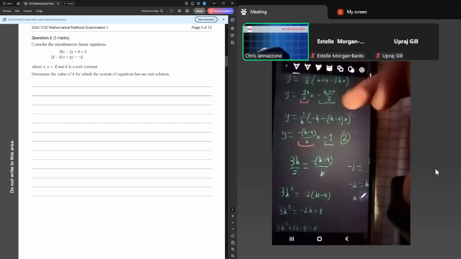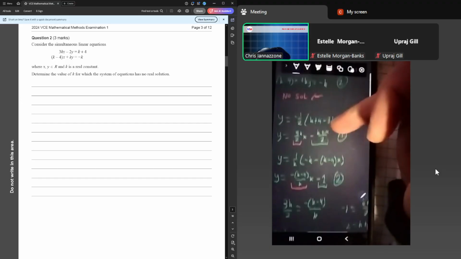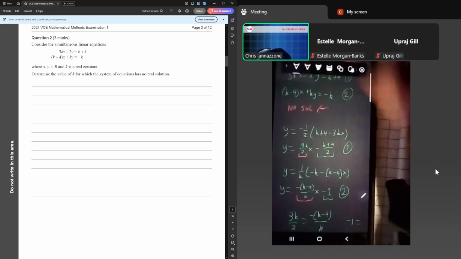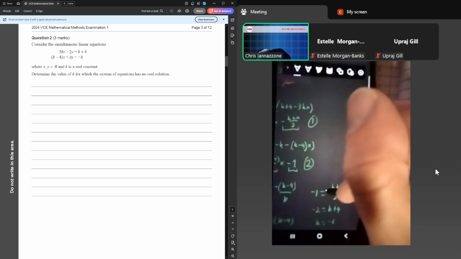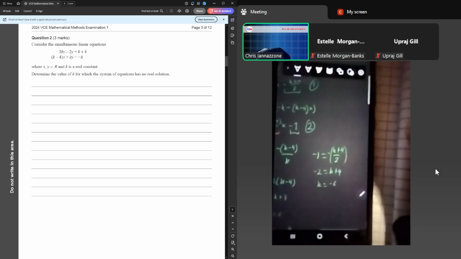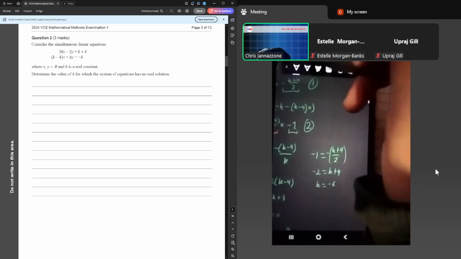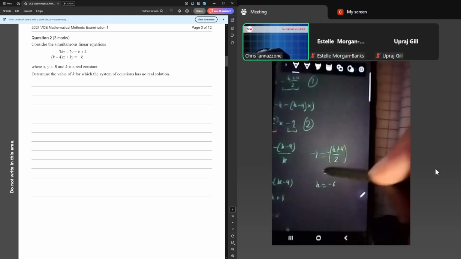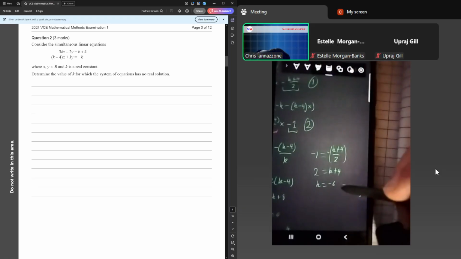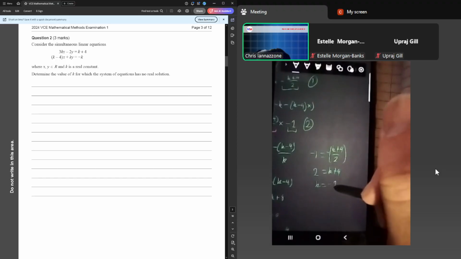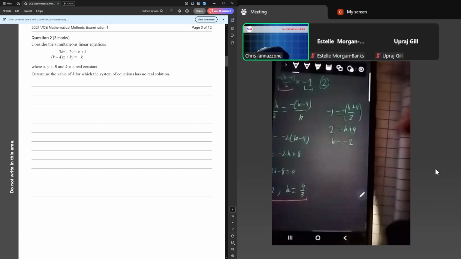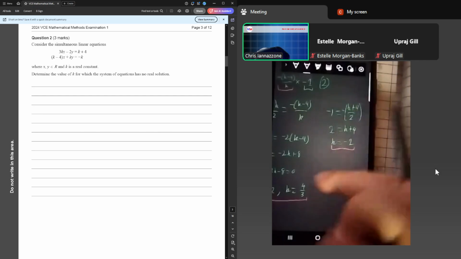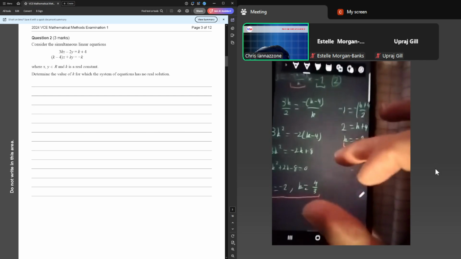Negative k on k is negative 1. And... oh, I didn't put the negative sign in here. So that's going to make it positive 2 over here, and then we're going to get negative 2. Okay, that makes more sense. So we see that we have k equals negative 2 on this side, k equals negative 2 on this side.